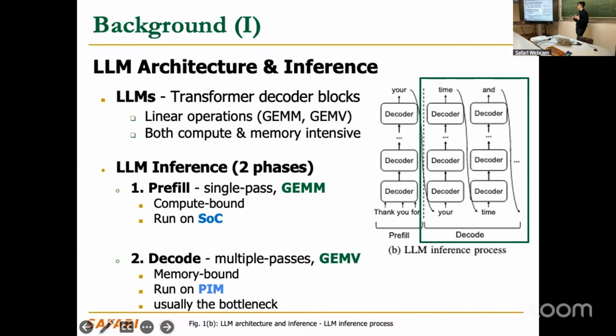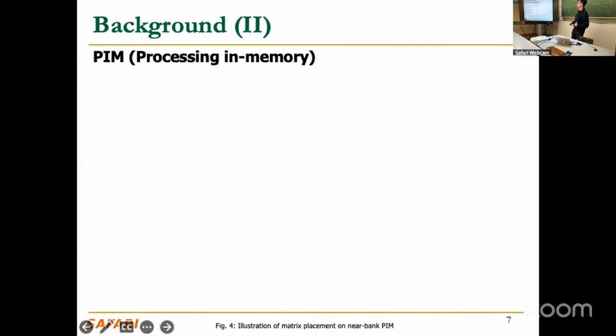The next phase in the LLM inference process is the decode one, which is autoregressive by nature, meaning that the output token from the previous phase is going to become the input token in the next phase. This is going to be with one matrix-vector multiplication per pass. This step is memory bound, and we aim to run this one on the processing-in-memory engine, and in general it is the bottleneck of our systems.